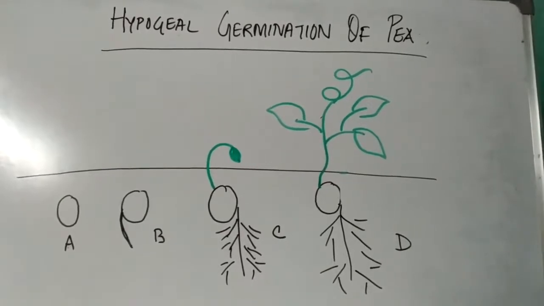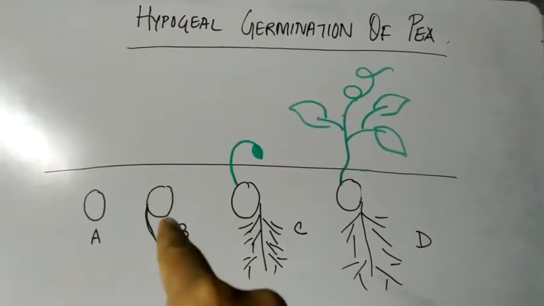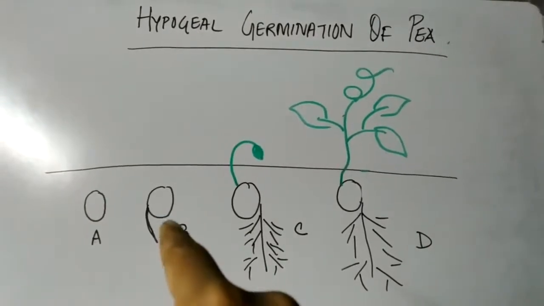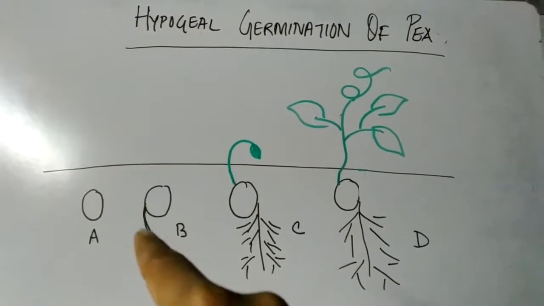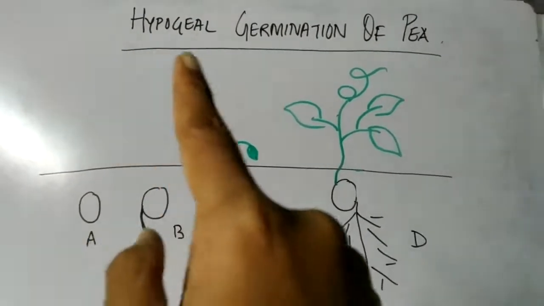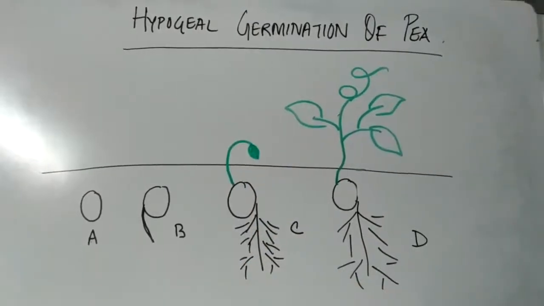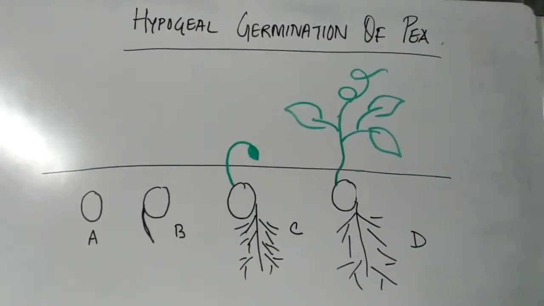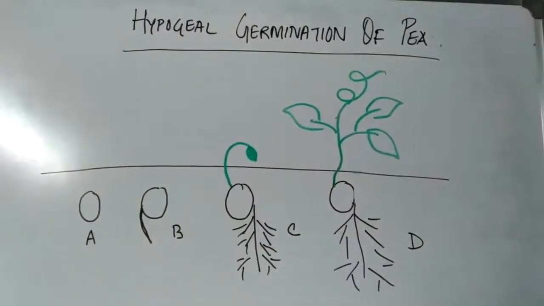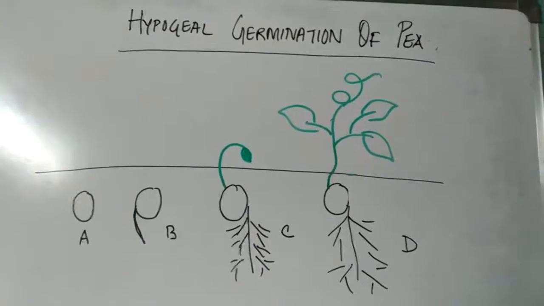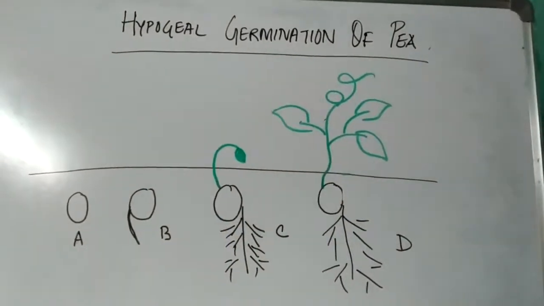So I am repeating once more. This is the seed. On absorbing the water, the seed coat will burst and the radicle will emerge. And since this is hypogeal germination, the epicotyl will move faster than the hypocotyl. Since the epicotyl is moving faster, the cotyledon will remain underground, and since it remains underground, this is known as hypogeal germination of pea.